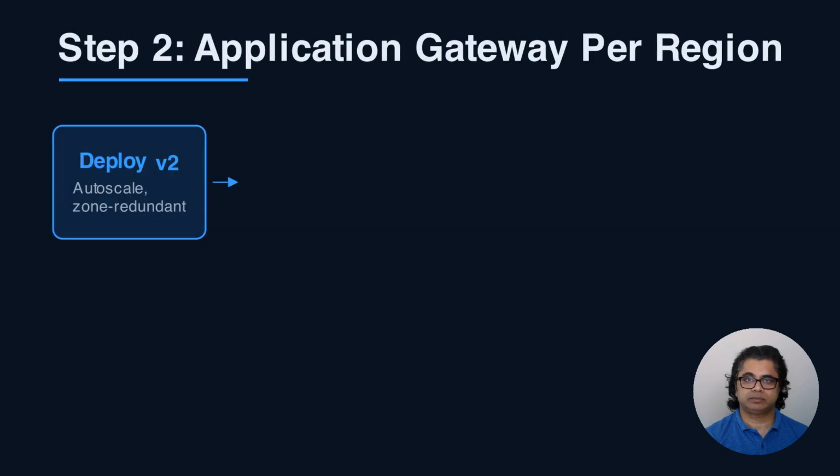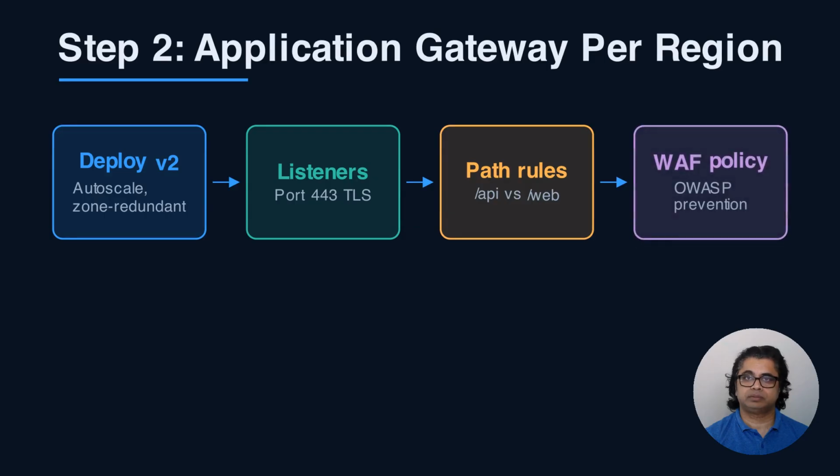Inside each region, deploy Application Gateway version 2 with auto-scaling enabled. This is your regional Layer 7 brain. Configure listeners on port 443, then path-based routing rules. Send /API to your backend pool of API virtual machines and everything else to your web pool. Enable the WAF policy in prevention mode using the OWASP core rule set to block injection and cross-site scripting before traffic reaches your apps. Lock this down so it only accepts traffic from Front Door by validating the X-Azure-FDID header, and restricting the public IP. Application Gateway also handles cookie-based session affinity if your app needs sticky sessions.